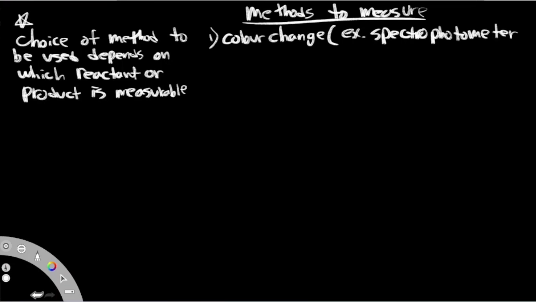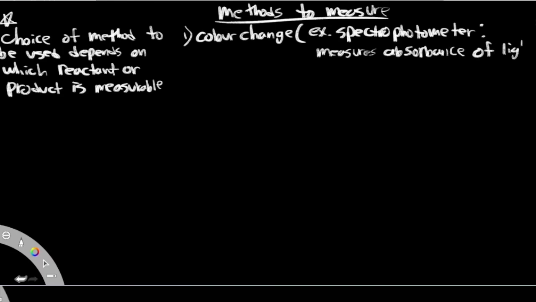Okay, and why would we be using that one? Because it measures the absorbance of light at any wavelength. So of course, color here would be a visible light wavelength, so that's going to be optimal for this setting. Okay, so a spectrophotometer measures the absorbance of light. Now, that is for color change.